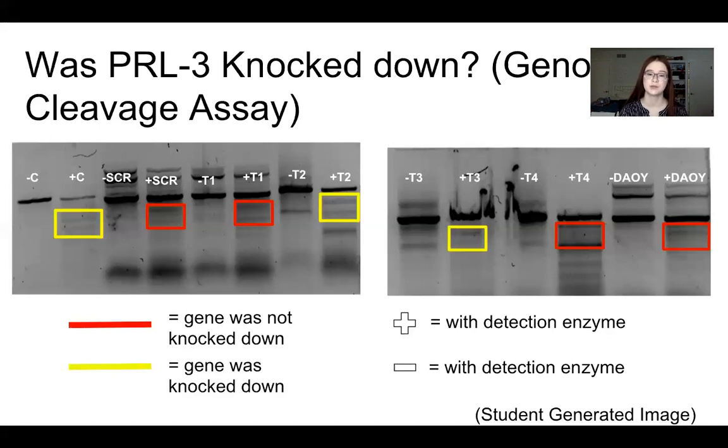For my targets 2 and 3 displayed the clear banding pattern of 2 clean cut lines that represent that the cuts have been made and that the PRL3 gene was knocked down. Unfortunately, for targets 1 and 4, they displayed a random banding pattern, meaning that the cuts were not successful and the gene was not knocked down.